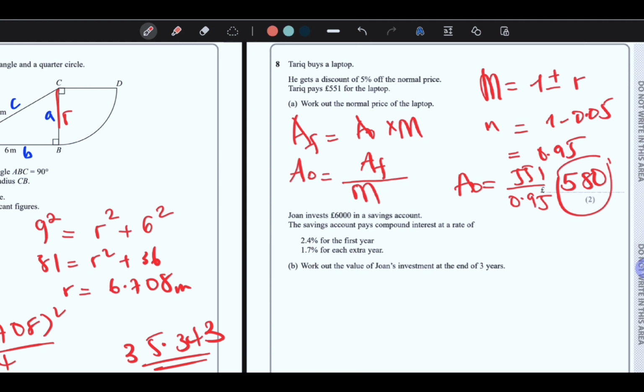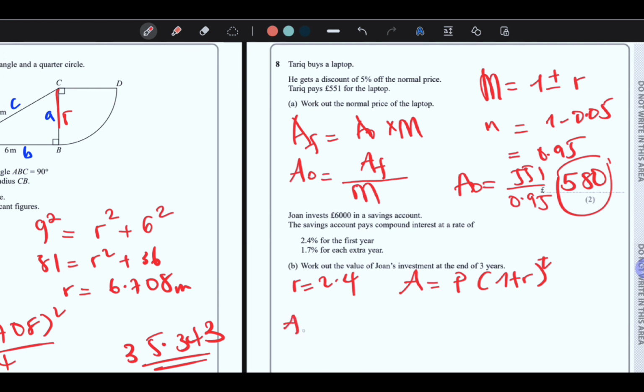Joanne invests £6,000 in a savings account. The savings account pays compound interest at a rate of 2.4% for the first year and 1.7% for each extra year. Work out the value of Joanne's investment at the end of 3 years. So we're going to start with the first year. The rate is 2.4. So we know that the formula is the final amount is equal to the principal times 1 plus the rate, raised to the power t.